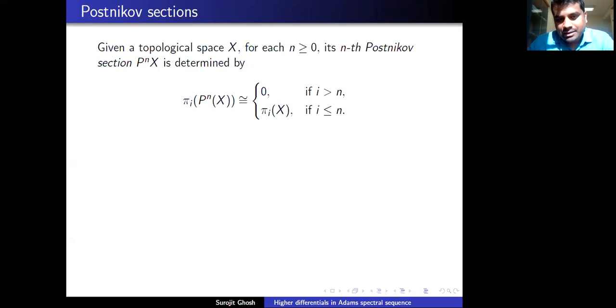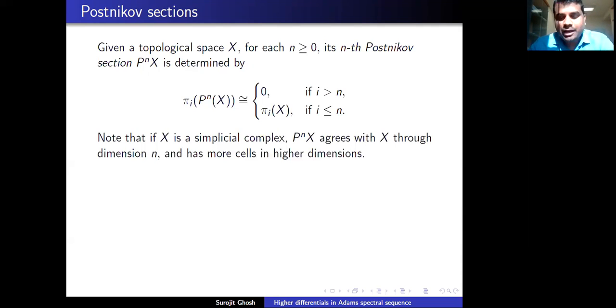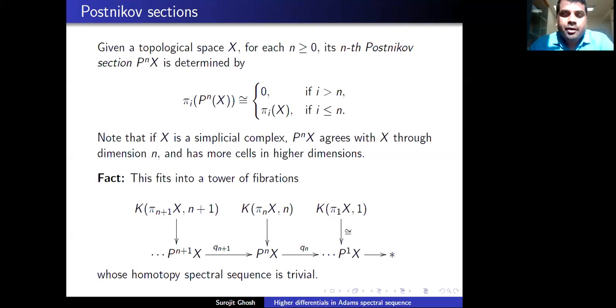What does it mean? It means we are killing the homotopy groups of X after dimension n. As a simplicial complex, P_n X is exactly equal to X in all the simplices up to dimension n, and then you have more cells in the higher dimensions. For this Postnikov section construction, you have a tower of fibrations where the homotopy fibers are nothing but our Eilenberg-MacLane spaces. If you take the limit, or rather the homotopy limit, of this tower of fibrations, you will get a copy of X.